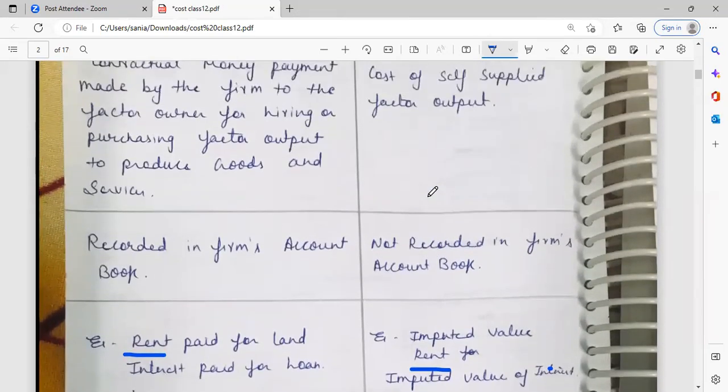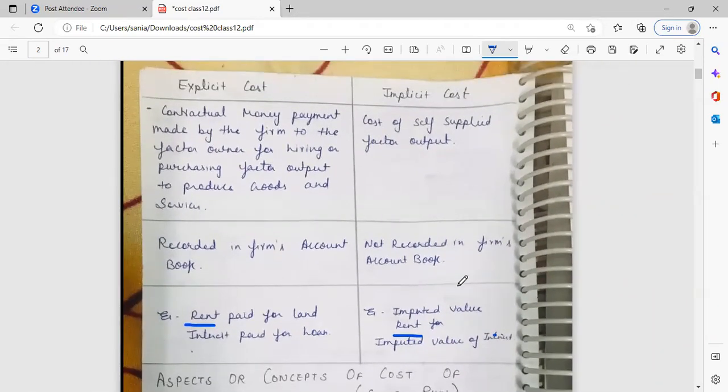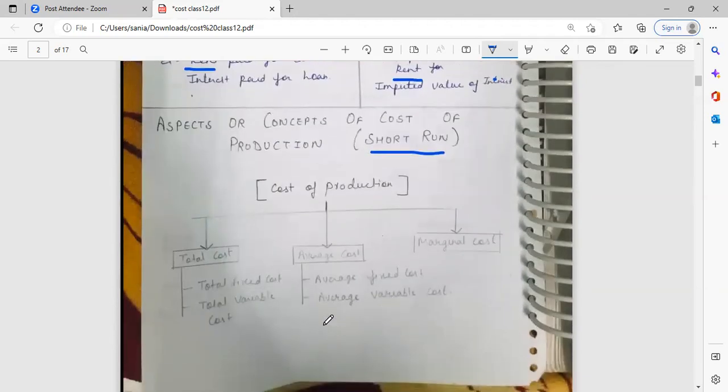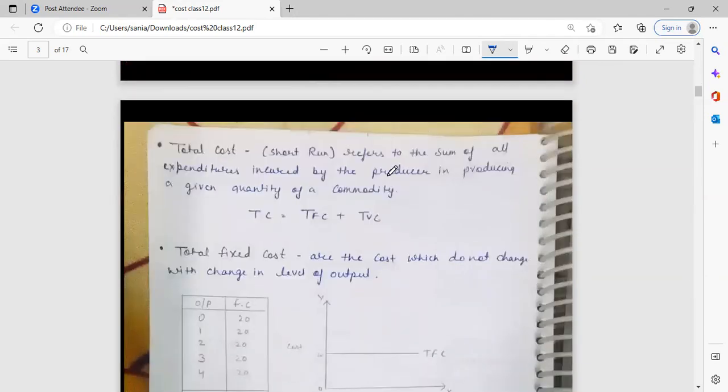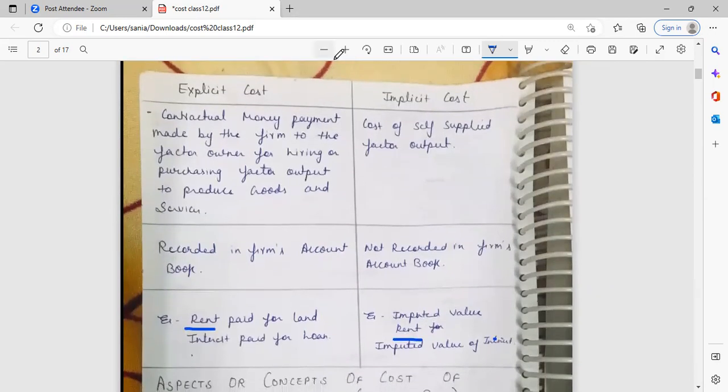So first you will write the difference between explicit cost and implicit cost, and then you will write the aspects. You will make a table, then one by one we'll study what is total cost, how we derive it, and everything. Be very, very quick in writing because we need to cover so many things.